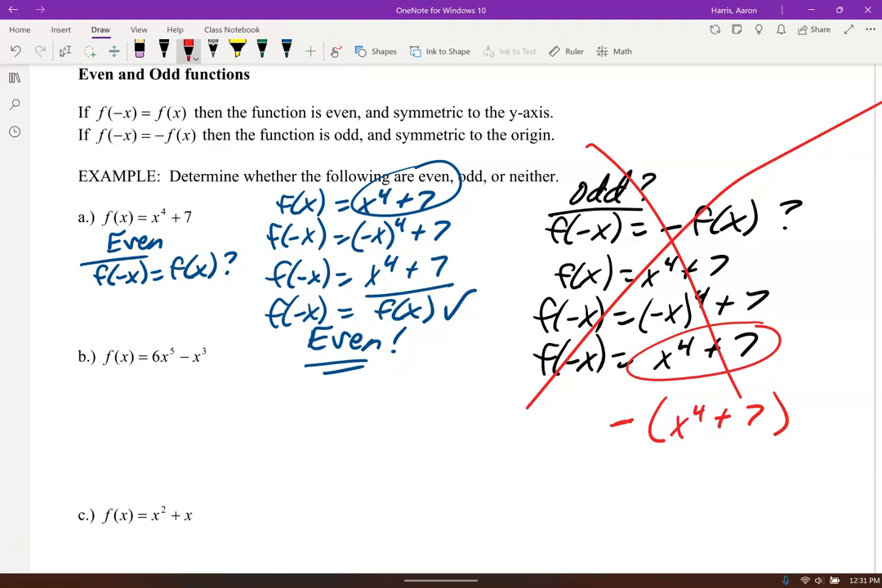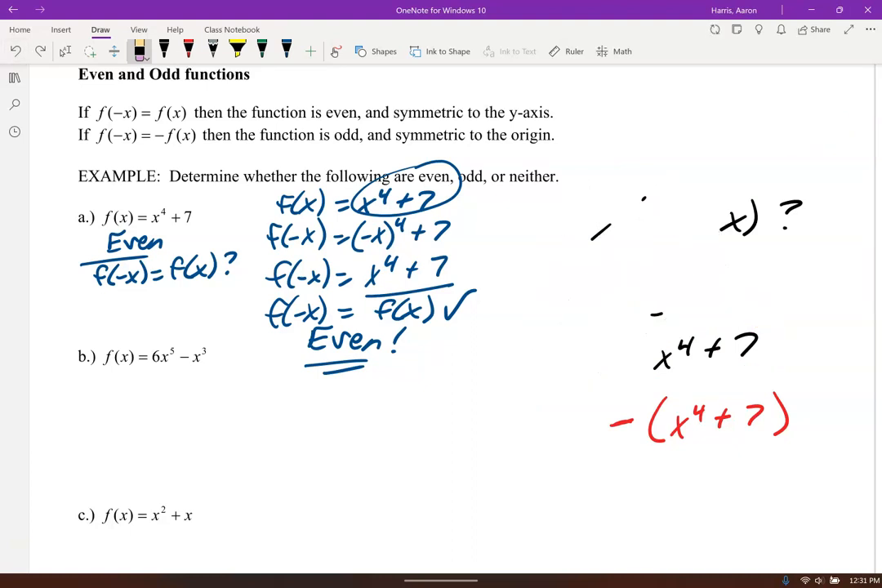Let's go ahead and do these next few. Usually it takes a little bit to do some of these. Let me get some room here.